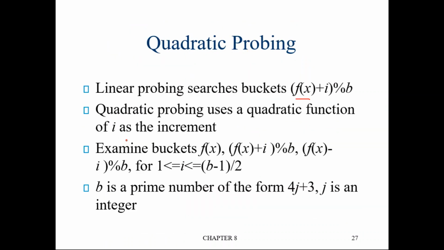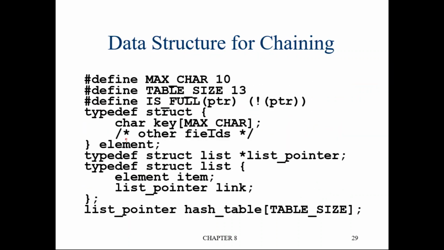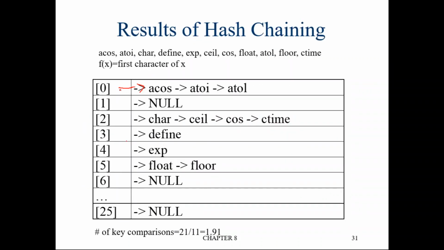If you discuss this previous example using chaining, what will happen? All the identifiers that start with a will come in 0th location. So at 0th location, there will be a pointer that will point to a cos, next will point to a to, next will point to a all. Currently at first location there is nothing, so it will point to null. Second location, it will point to characters, next will point to seals, next will point to cos, and cos next will point to c time. Third location, it will point to define, fourth will point to exp, fifth will point to float, and so on and so forth. Okay, so this is how the concept of chaining works.